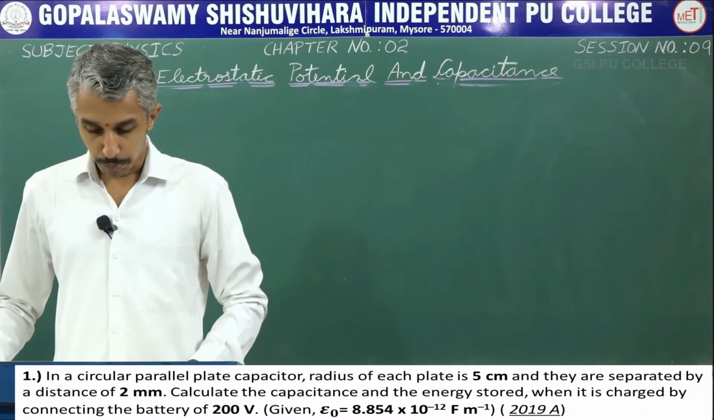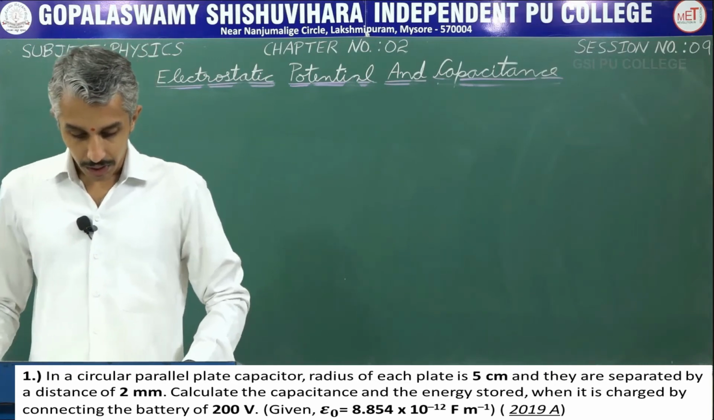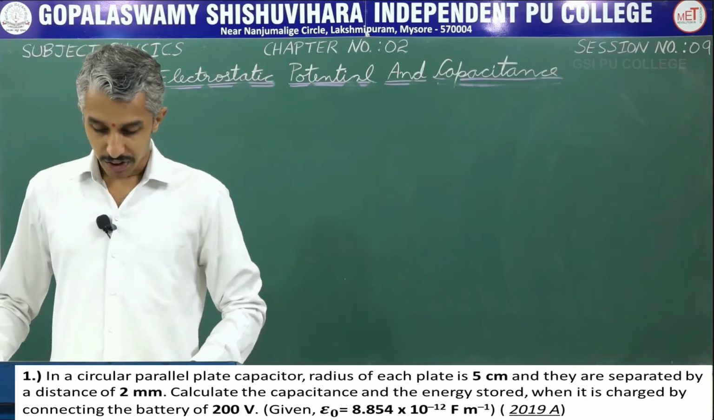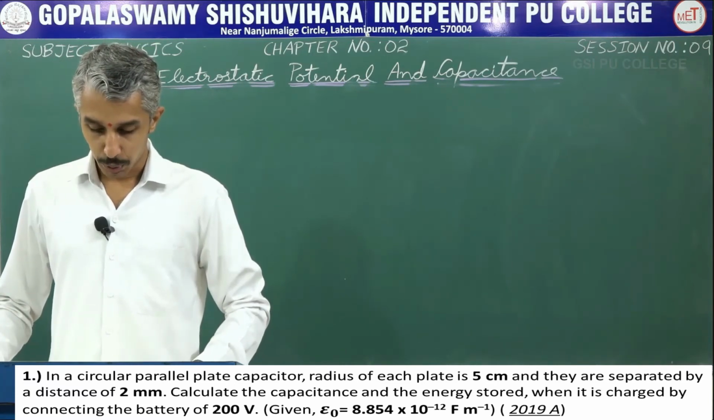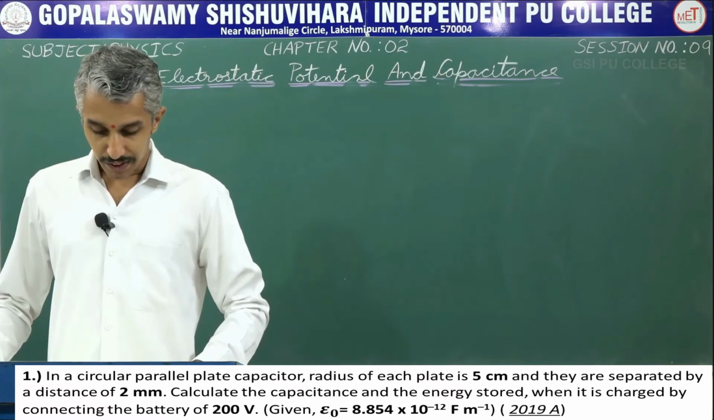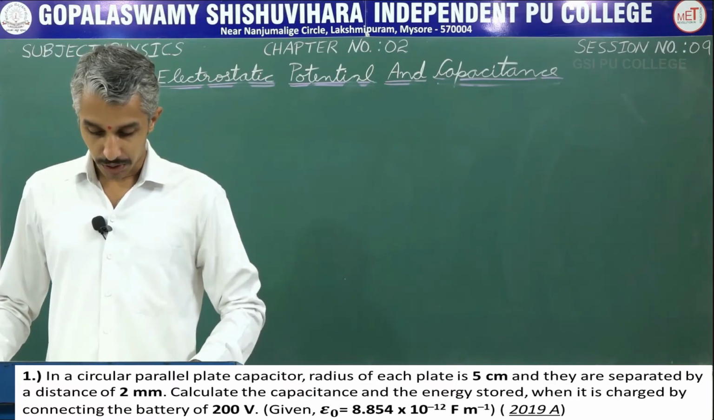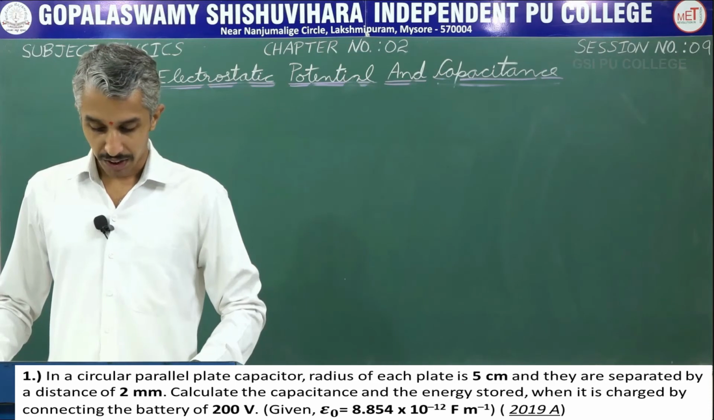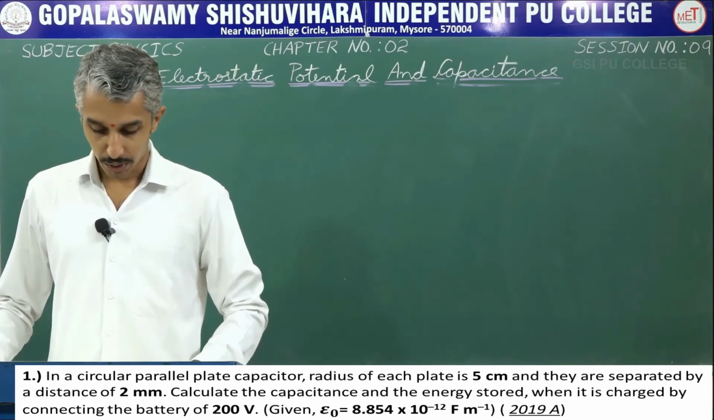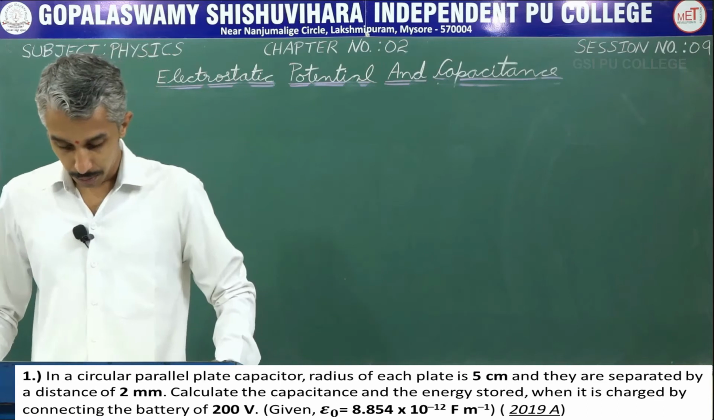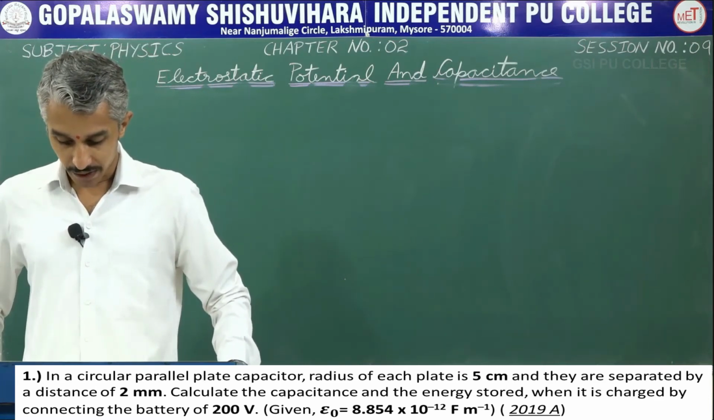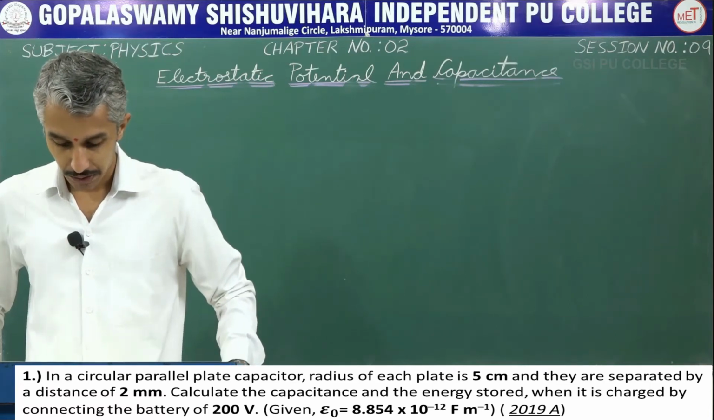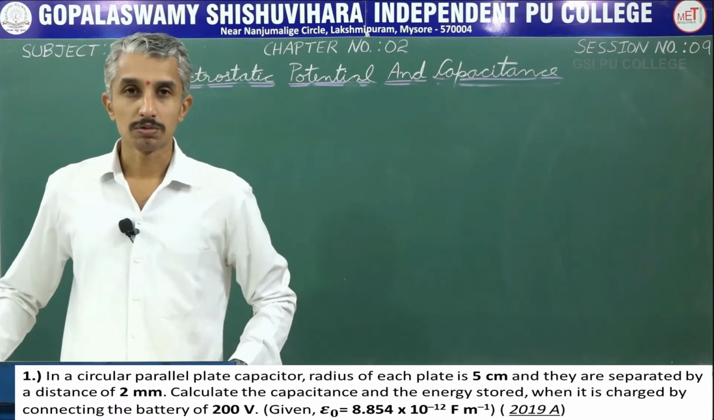In a circular parallel plate capacitor, radius of each plate is 5 centimeter and they are separated by a distance of 2 mm. Calculate the capacitance and the energy stored when it is charged by connecting a battery of 200 volt. Given permittivity of free space epsilon naught is equal to 8.854 into 10 to the power of minus 12 farad per meter. So let us try to understand this problem. What are they telling?